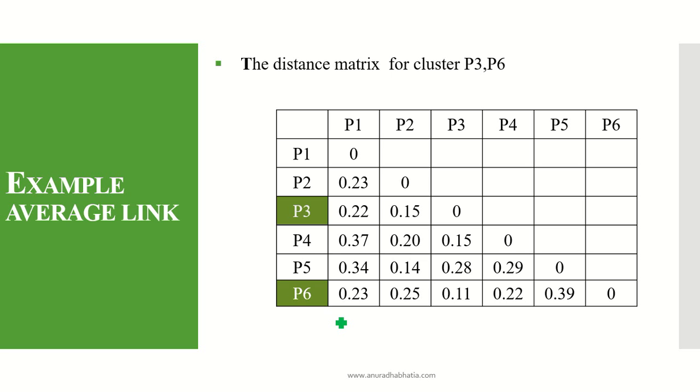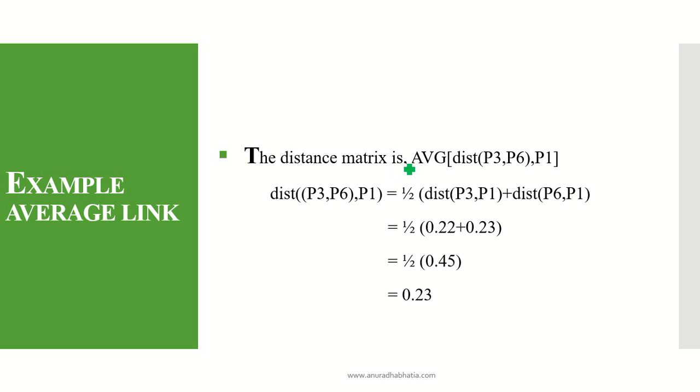How do we update it? This is an average link technique. So we need to find the average of the distances. So the distance matrix is average distance for the point P1 for the recent cluster P3, P6. So here we have 2 points, so average will be divided by 2. So distance between P3 and P1 is 0.22. Distance between P6 and P1 is 0.23. So we get 0.45 and the average is 0.23.